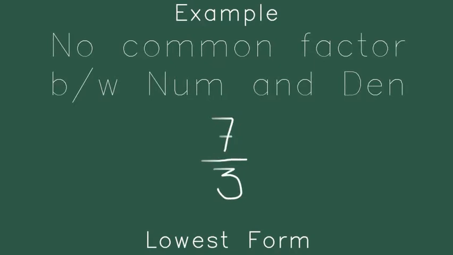Same thing with 7 by 3. You can write 4 as 2 times 2, but you can't do that with 7 or 3. The reason again is that they're prime numbers.